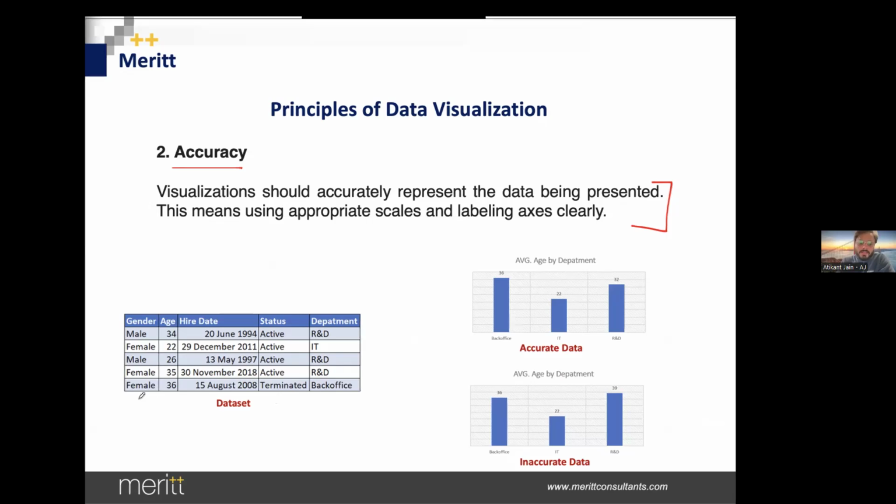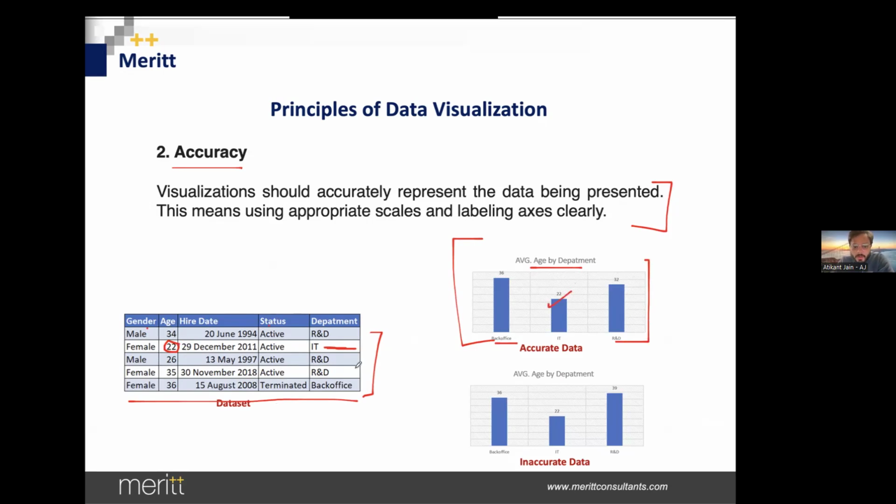For example, this is my simple data set of 5 records. I have gender, age, hire date, status, and department, right? Now I create an average age by department, let's say. Back office average age is 36, IT is 22, and R&D is 32, right? This is my accurate data. If I see IT, there is just one record, so the average would be just 22 because there is no other record. So this is correct.